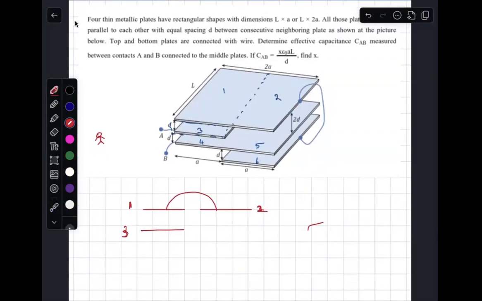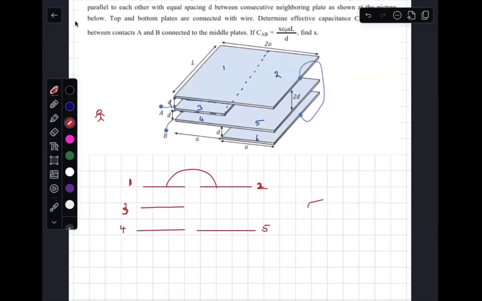And the 2 is opposite to 5. Right. And opposite to 3, you have 4. Opposite 5, you have 6. This is also 5, 6. And again, plate 2 and plate 6 are also connected. That is also connected, right?